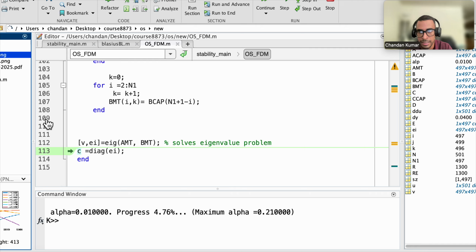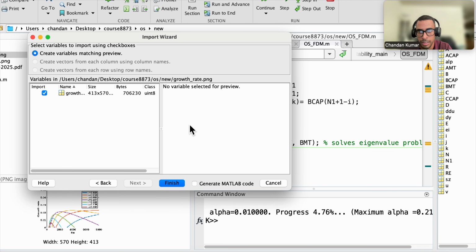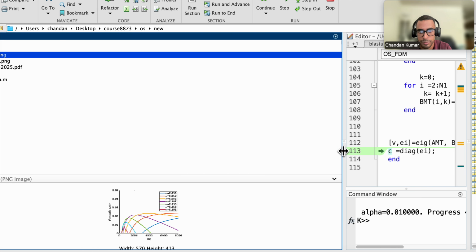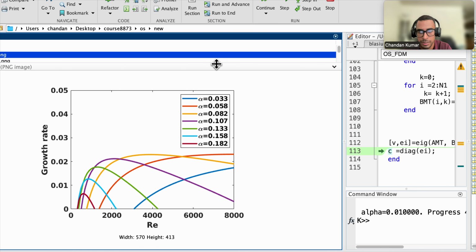We will get some growth rate plots, something like over here. We will get the growth rate for the different alpha, and we will see how the growth rate changes with the Reynolds number. For different alpha we have different growth rates, and these different alpha become unstable at different locations. This is only showing the positive part, where it is unstable.